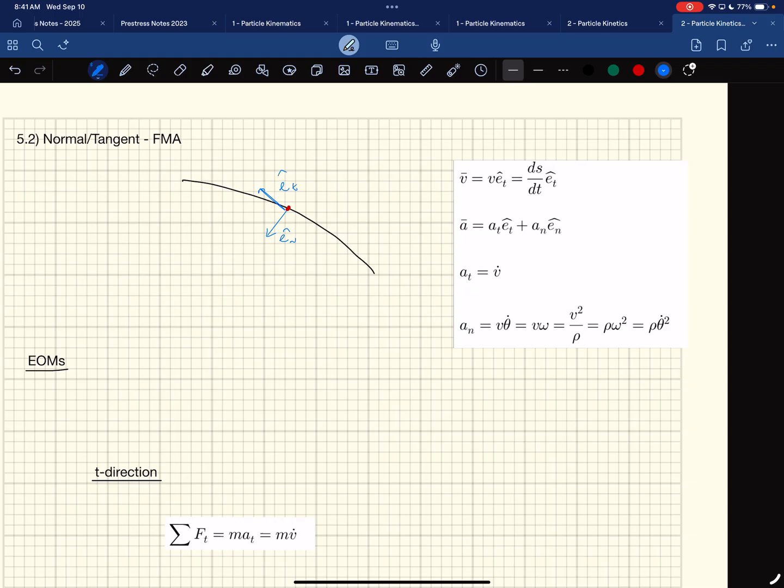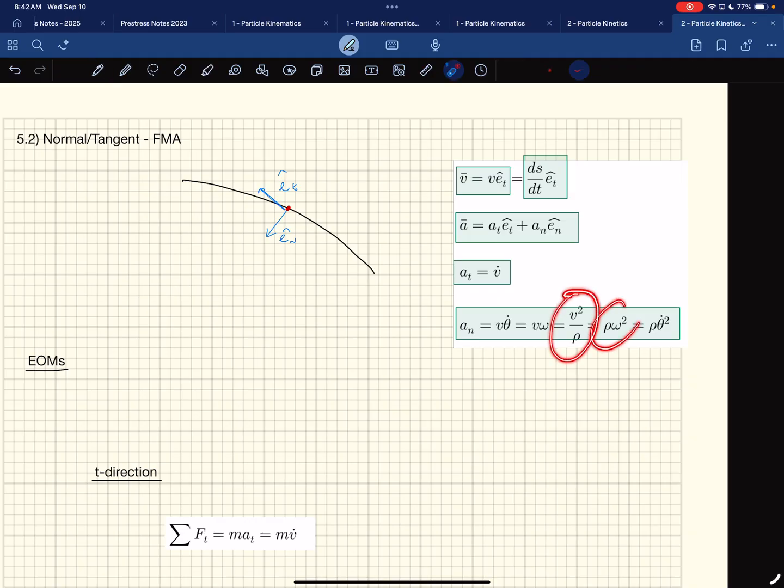In that direction, we define velocity as just v in the e_t direction, or ds/dt in the e_t direction. Acceleration is a_t in the e_t direction plus a_n in the e_n direction. a_t is just the change in speed in the e_t direction. And then in the a_n direction, it's going to take one of these forms. Usually it's v squared over rho, or rho omega squared, depending on if I know omega or if I know the velocity.